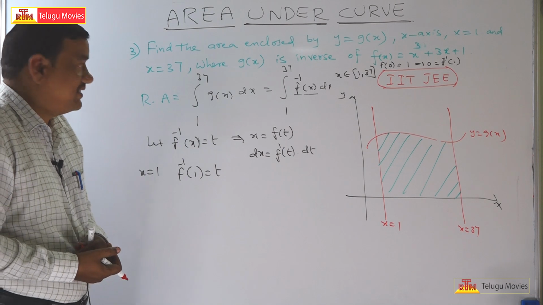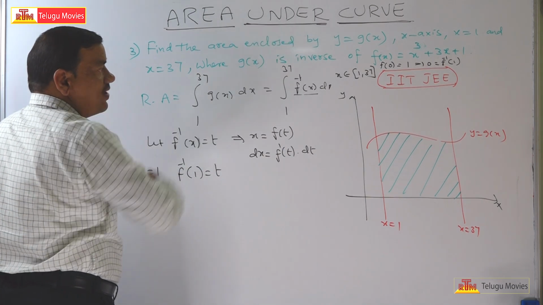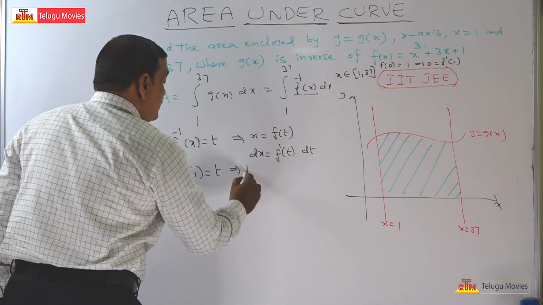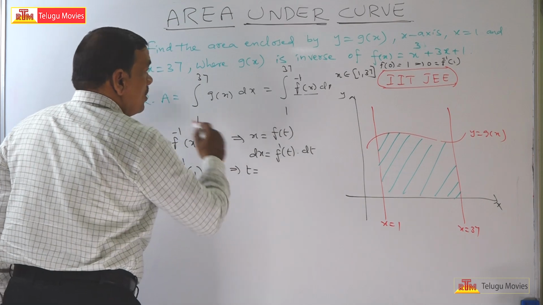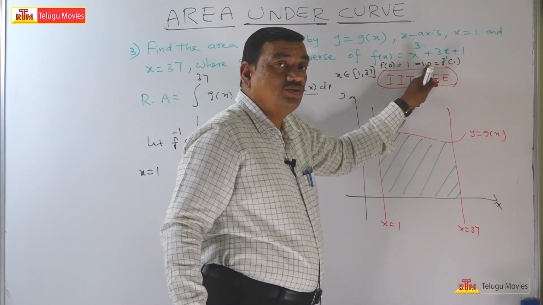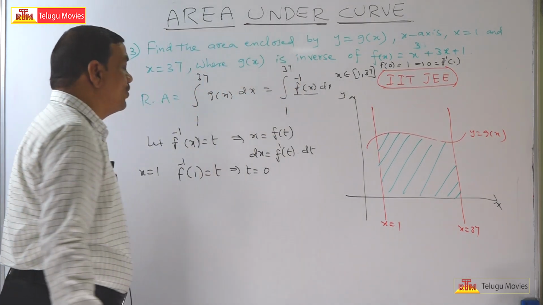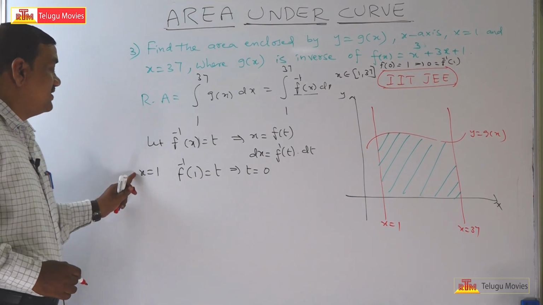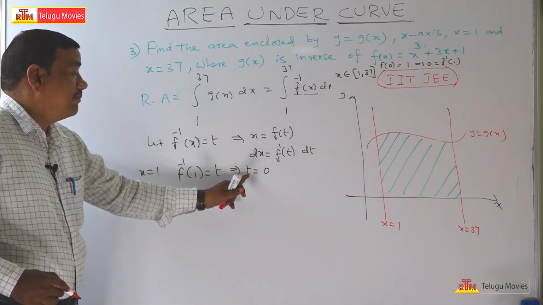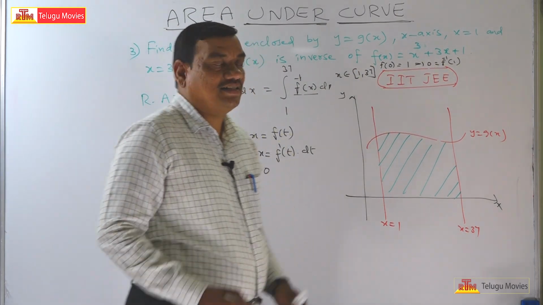Guess, just by guessing. f inverse of 1 is equal to how much? That means t is equal to f inverse of 1, which is equal to 0. If x is equal to 1, then f inverse of 1 is equal to t. That implies t is equal to 0. From this we can easily guess.